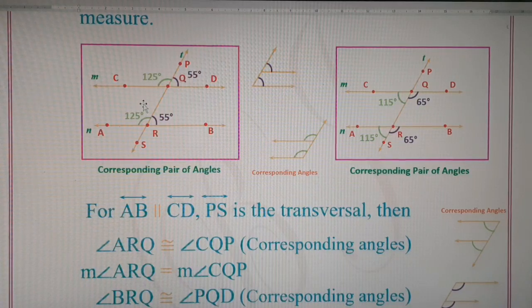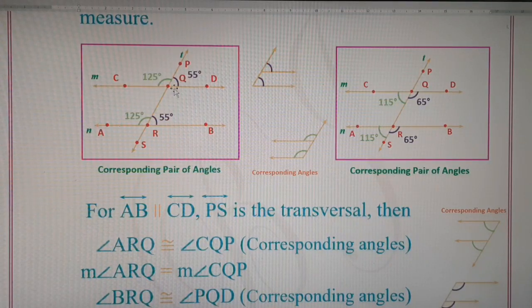If we look in this diagram, children, we get two parallel lines, that is line AB is parallel to line CD. Line AB is parallel to line CD. And we can say line PS is the transversal. Or we can say line M and line N are parallel lines and T is the transversal.